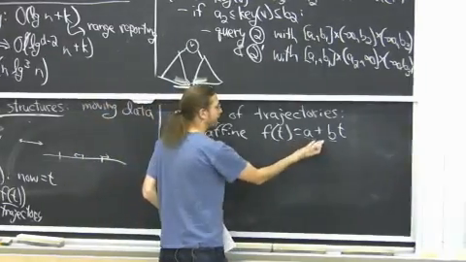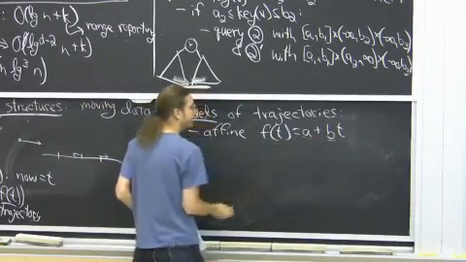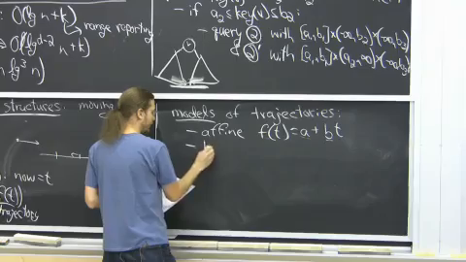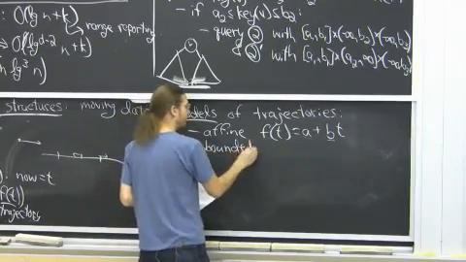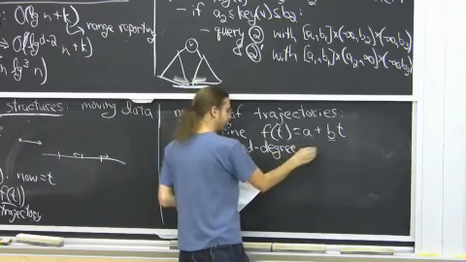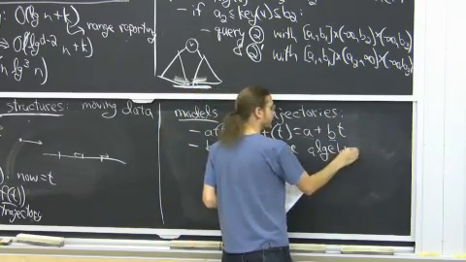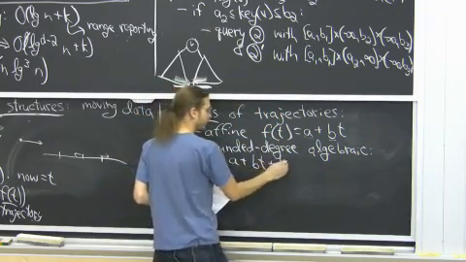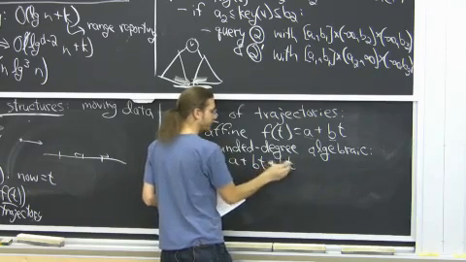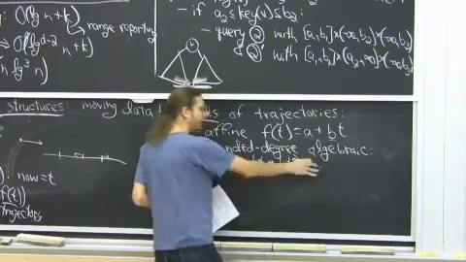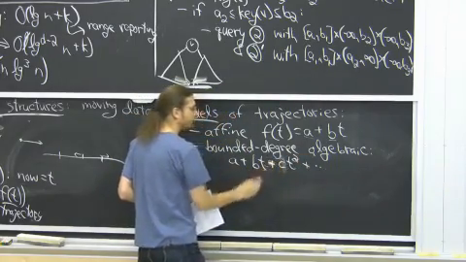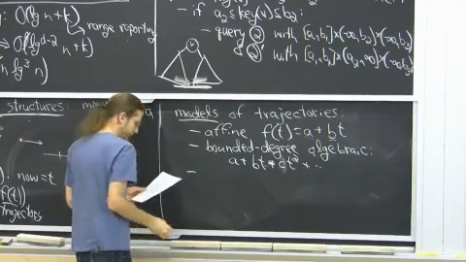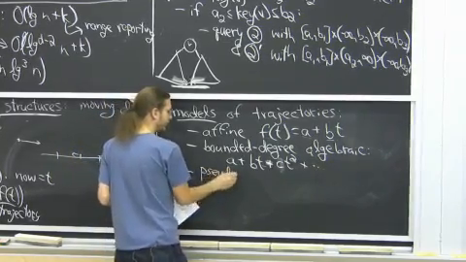But maybe it's not just position and speed. Maybe you also have acceleration and stuff. And then the next level up, or the extension of that, would be bounded degree algebraic, where you have some polynomial of bounded degree. Sorry, that should be C. Okay, but bounded. And the reason we care about bounded is really the following. There's an even more general model, which we call pseudo-algebraic.